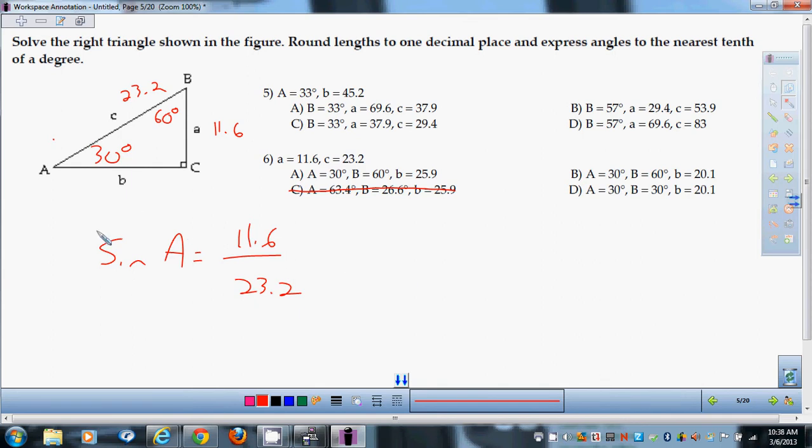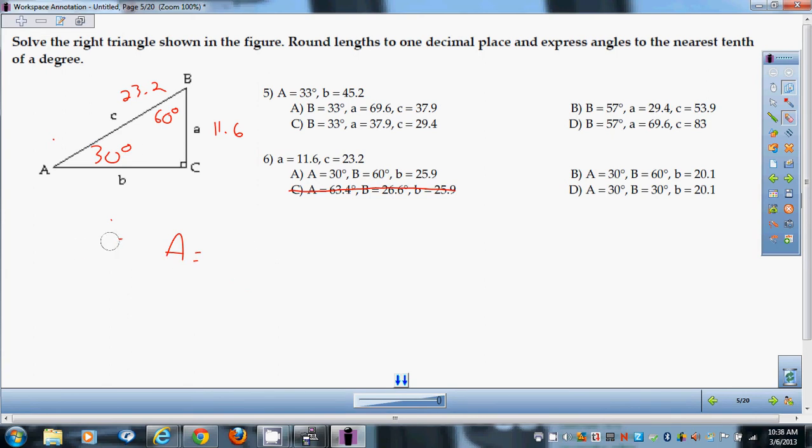What's that? Oh, I can cut off D. Good observation. Because those don't even add up to 180. What'd you say, Nate? You could. Absolutely you could. And you're welcome to do that tomorrow. However, I'm going to practice this. How about if we did cosine of 30 equals adjacent over hypotenuse? Somebody punch that in. 23.2 times cosine 30.